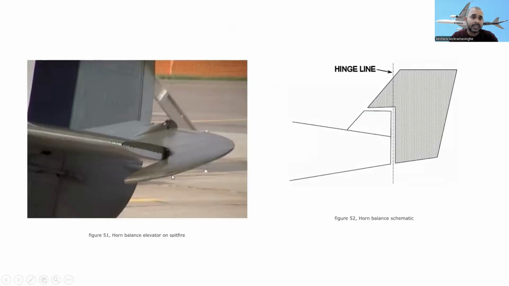This is called the horn balance, which protrudes out of the control surface. You can see the horn balance on the elevator here. Here is the horn balance. This is the hinge line, and this is the horn balance. This is a horn balance schematic.